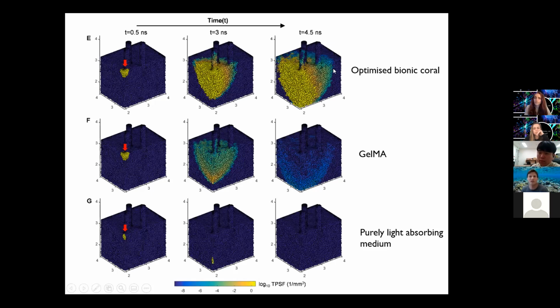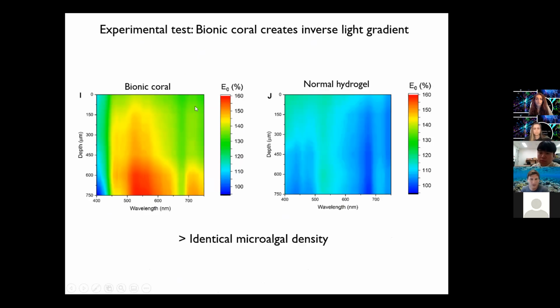But once you work with our optimized bionic coral, there's lots of scattering, so you have higher photon residence time and therefore higher chance of light absorption by the light-absorbing tissue. Now, if you do these scalar radiance measurements in a hydrogel scaffold with a normal GelMA hydrogel and then the bionic coral, and you encapsulate the same density of microalgae, you can see this inverse light gradient.